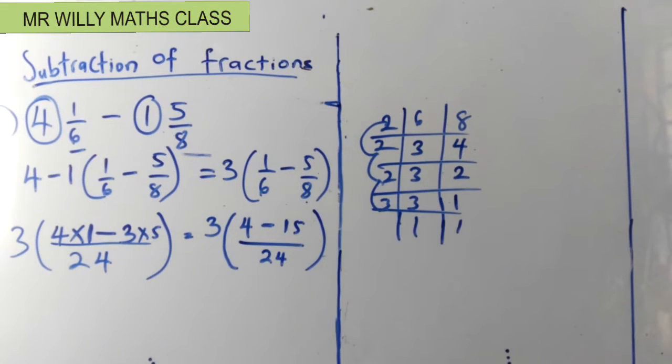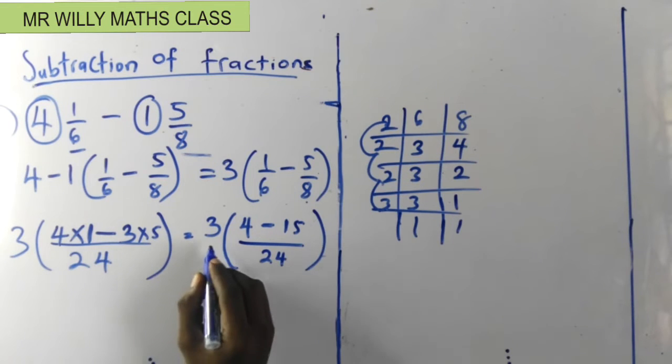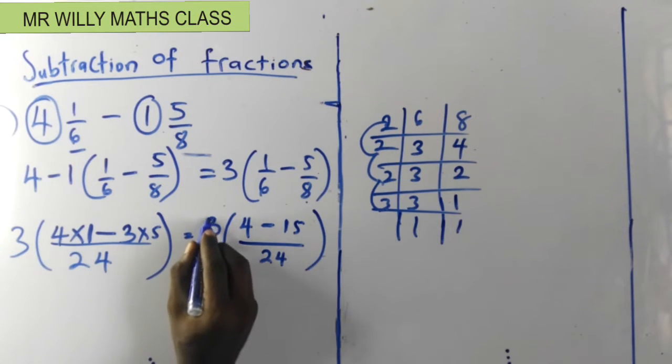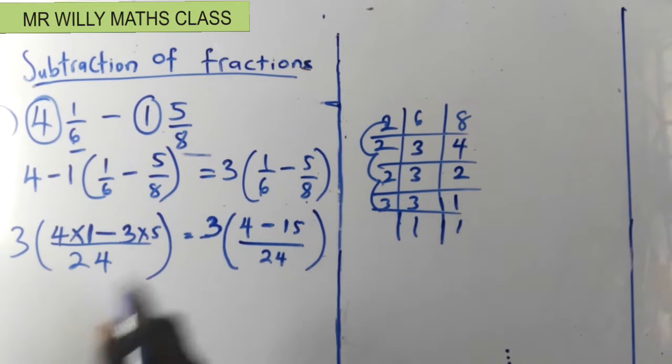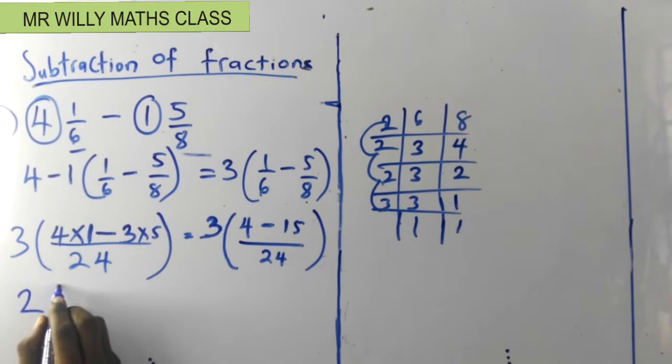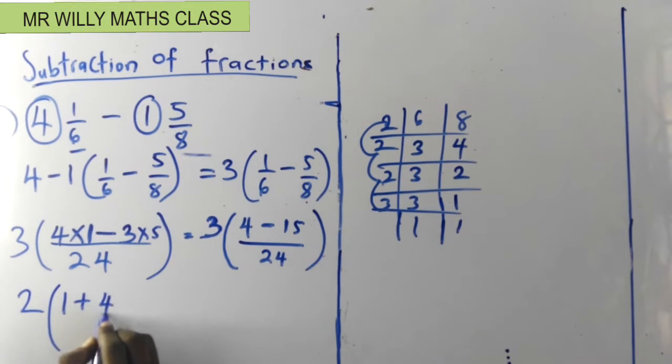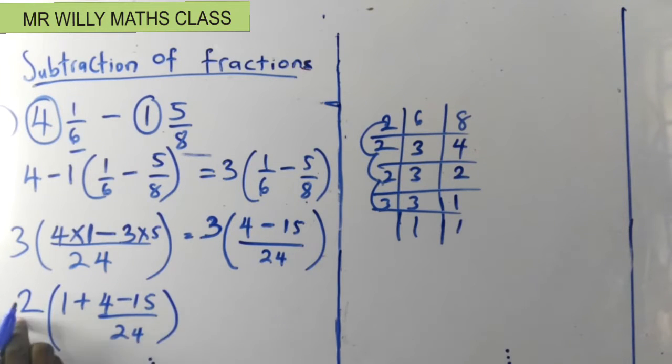Now, if you look at this question, 4 minus 15 is going to give you a negative answer. So what you have to do is that you know that this is 3. You take 1 out of this 3. So this 3 will turn to 2. The 1 that you take from the 3, you now put it here. It will now be 1 plus 4 minus 15 over 24. Now we took 1 from this 3, then this 3 turned to 2. So the 1 is there now. We now added that 1 to 4 minus 15 over 24. The reason why we did this is so that we won't have a negative answer.